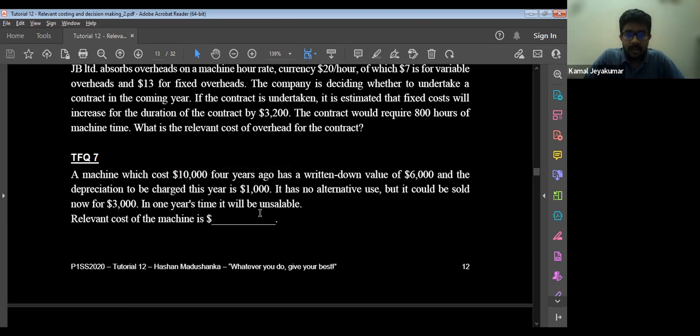But the historical purchase cost is not relevant. It's a sunk cost. Depreciation is a non-cash item. Therefore, it is not a relevant cost, right? The only relevant cost is that if you don't take up the project, then you can sell this machine today for $3,000. That's an opportunity cost. So the opportunity cost of using the machine to undertake the new project is $3,000.